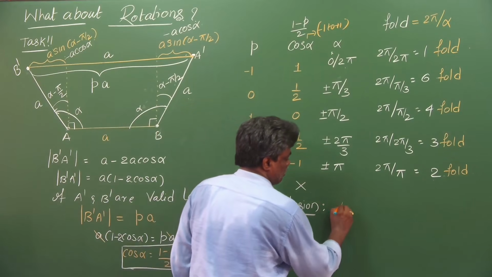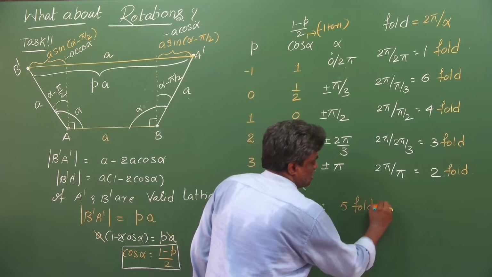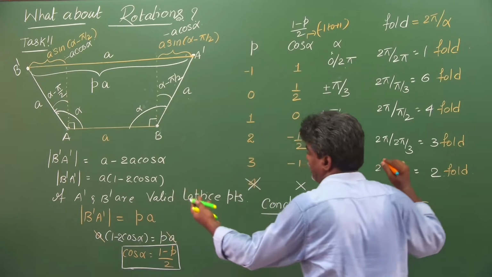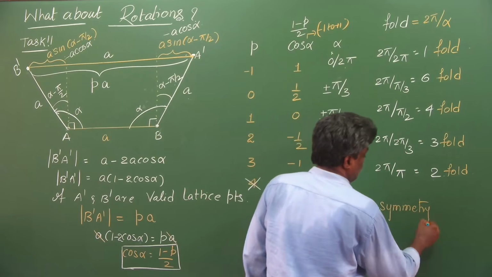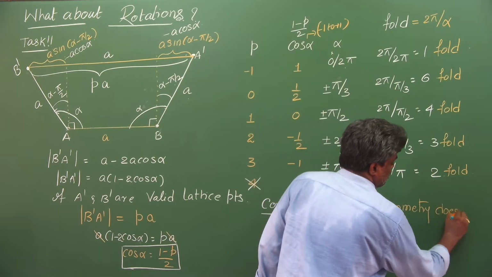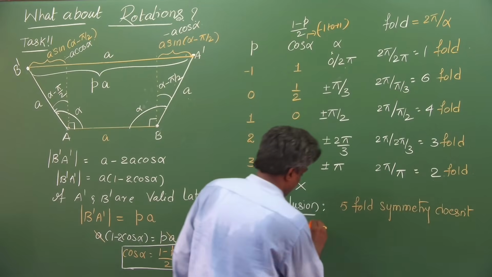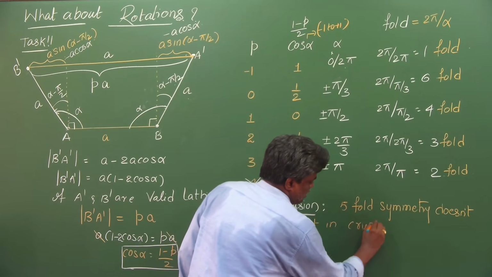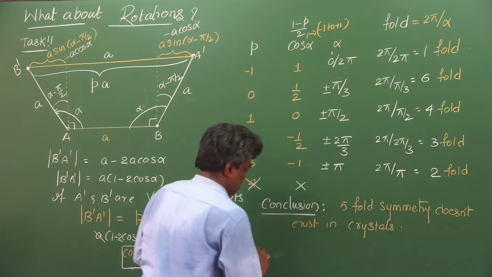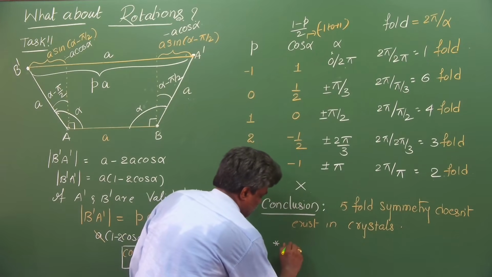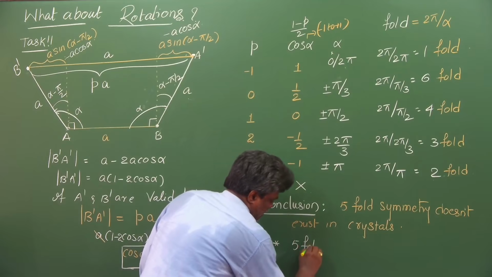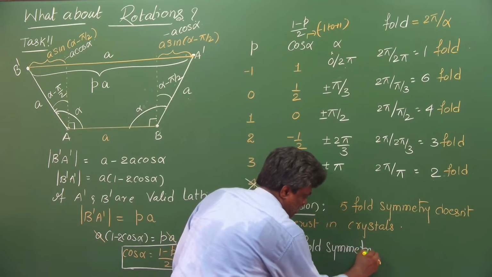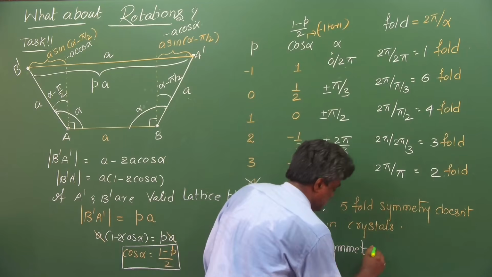Conclusion. 5-fold symmetry, do it yourself, no need to copy. It's a simple 6th class geometry. 5-fold symmetry does not exist in crystals. 5-fold symmetry exists in quasi crystals. Unfortunately, I don't know much about quasi crystals.